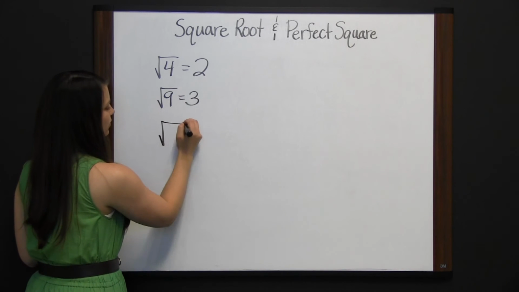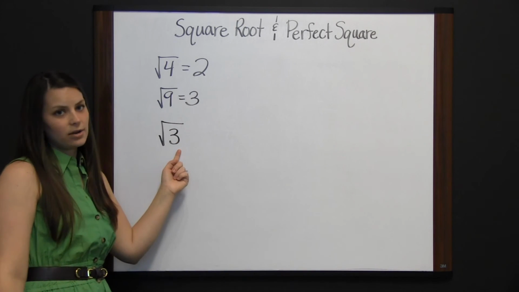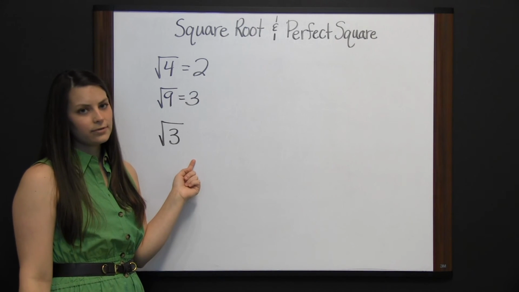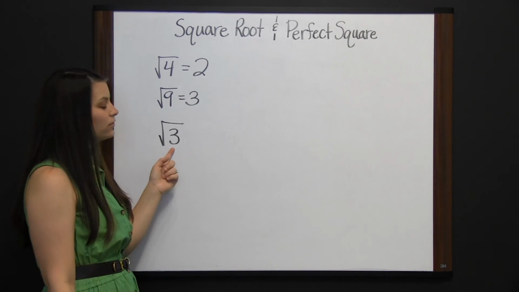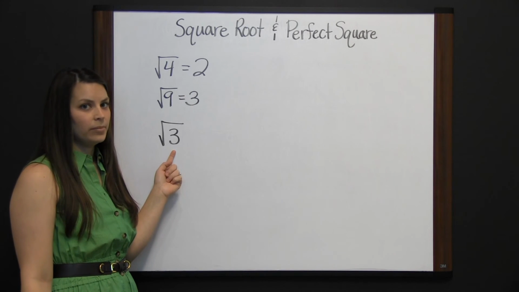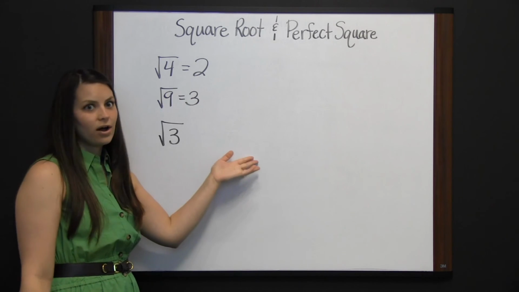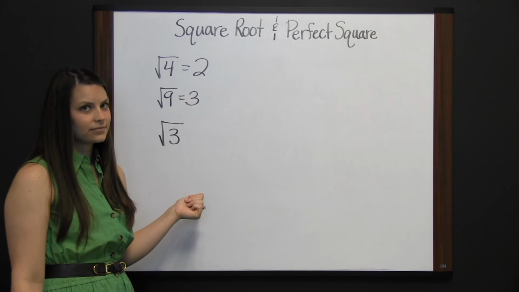The square root of 3 is not a perfect square because the square root of 3 is not a whole number. The square root of 3 is actually an irrational number. You can find the value on your calculator, but it does go on forever and ever.